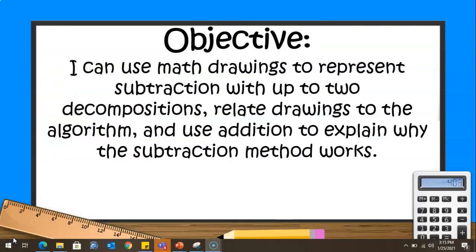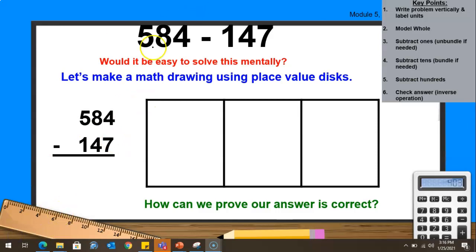Our learning goal, boys and girls, is to use math drawings to represent subtraction with up to 2 decompositions. So we're going to relate drawings to the standard algorithm and use addition to explain why the subtraction method works, boys and girls. Okay, boys and girls, let's look at this problem.